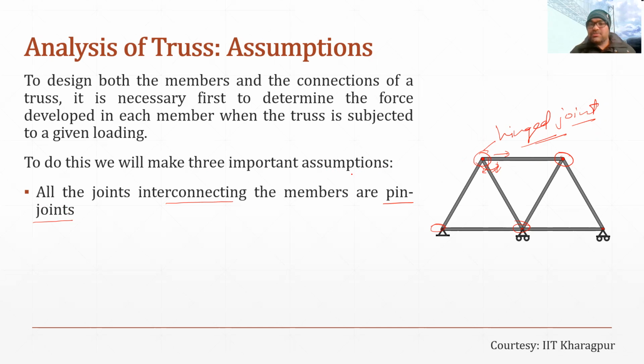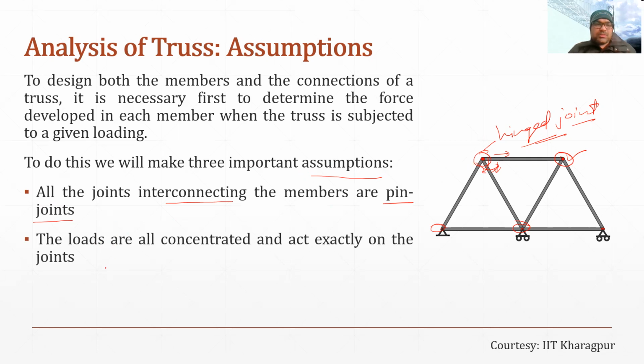Now this is actually an assumption, because in actual practice these joints may be connected using bolts or welding. In that case, they may be rigid, they may not be hinged, but what we are doing is assuming that all the joints will be pin jointed. So that is our first assumption. Pin jointed means moment is free, rotation is free. So rotation is allowed, but movement along the x-axis and y-axis is not allowed.